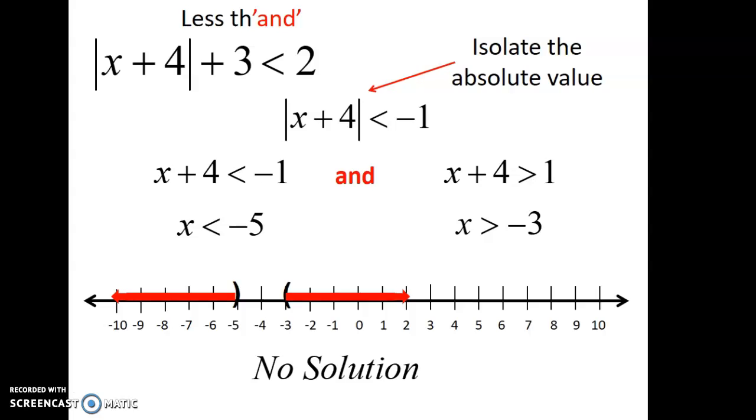Think about it in these terms. No matter what comes out of the absolute value brackets with x plus 4, it's always going to be positive, and a positive number is never going to be less than negative 1. So there cannot be a solution for this particular inequality. Okay, well, go try the practice and good luck.